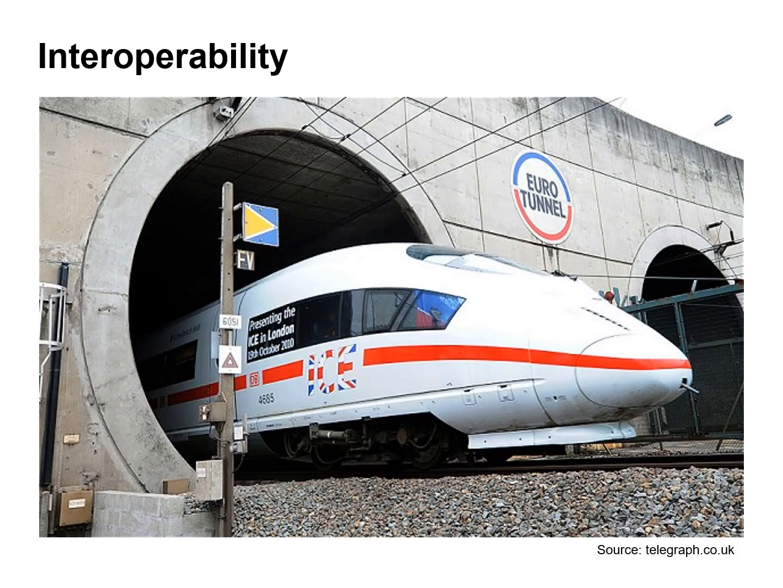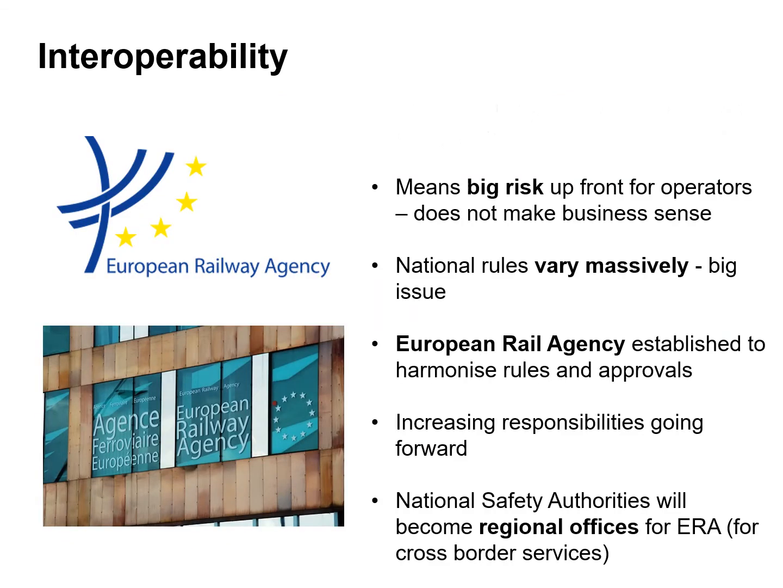So interoperability is a European initiative enabling the railway to compete more effectively with other forms of transport. It reduces costs plus provides safe and uninterrupted movement of trains across Europe by establishing common standards and assessment processes. The interoperability project has seen massive delays occur in the certification of equipment, and this means big risk up front for operators, so it doesn't make great business sense. The national rules vary massively, and this is also a big issue. The European Rail Agency was established to harmonise rules and approvals, and this is going to have increasing responsibilities going forward. The national safety authorities will become regional offices for the ERA for cross-border services.